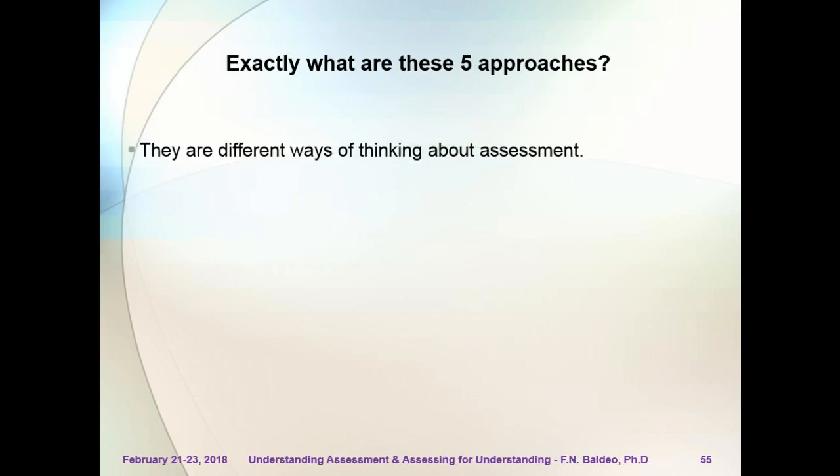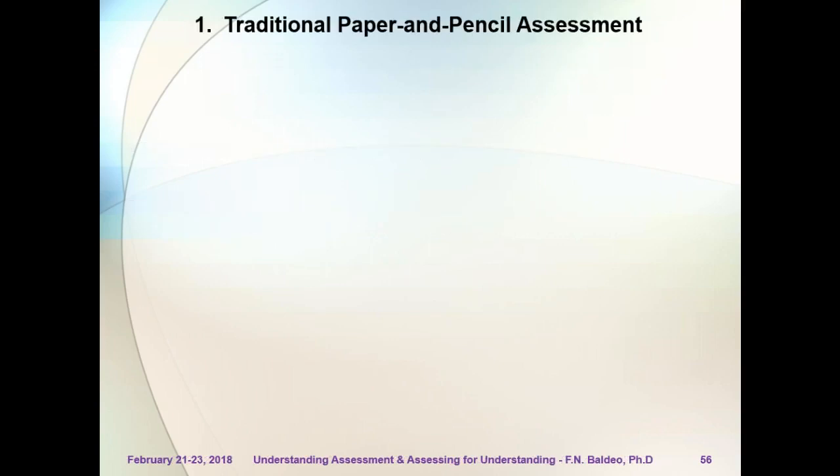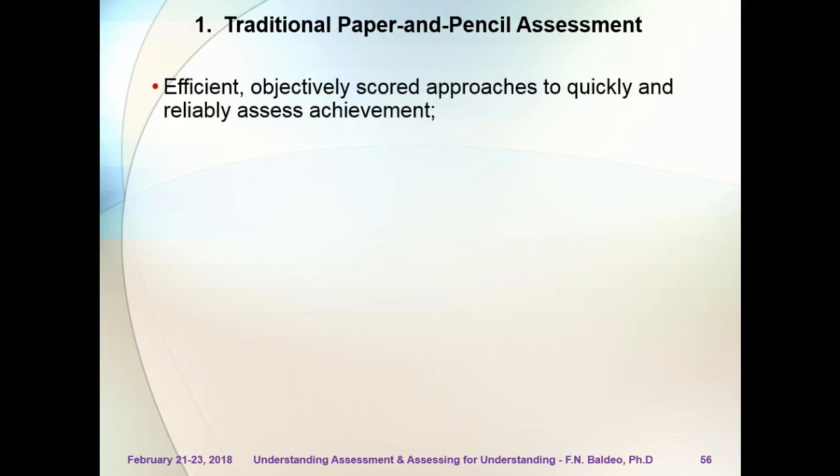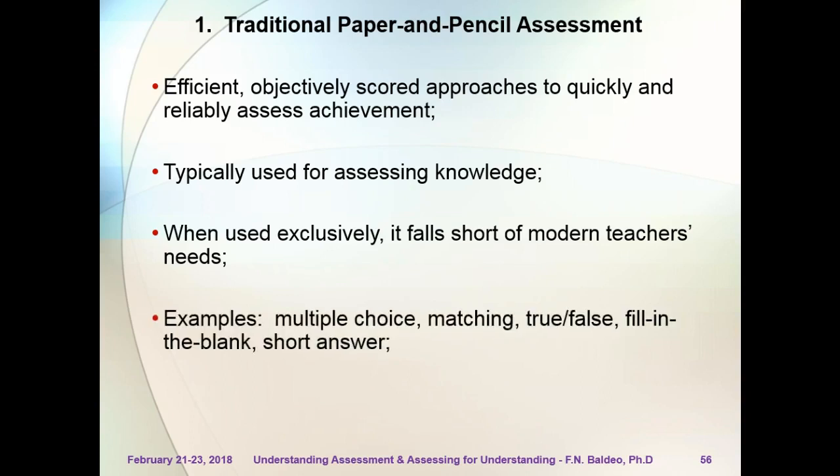There are different ways of thinking about assessment. They represent choices made by teachers based on their philosophies, goals, beliefs, and the value and purpose of classroom assessment. So let's look at traditional paper and pencil assessment. These are efficient, objectively scored approaches to quickly and reliably assess achievement, typically used for assessing knowledge. When used exclusively, it falls short of modern teachers' needs. Examples: multiple choice, matching, true/false, fill in the blank, short answer.